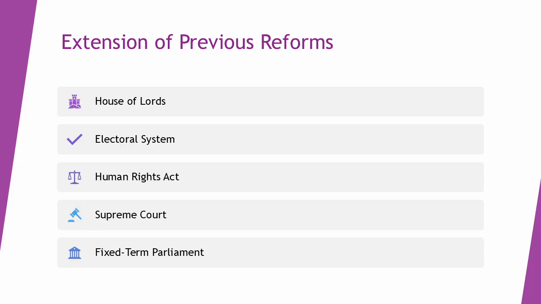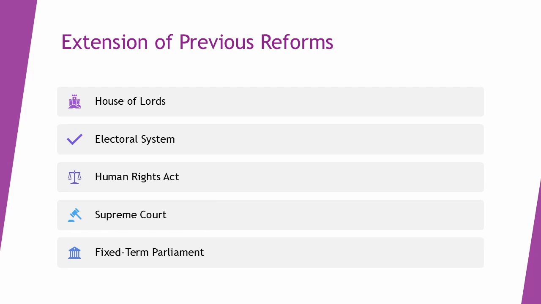The electoral system should be reformed further as first past the post produces disproportionate results and limits voter choice. However, it should not be reformed because it provides strong and stable government while maintaining the constituency link. The Human Rights Act 1998 should be extended as it protects fundamental freedoms and ensures government accountability. However, it should not be extended because it limits parliamentary sovereignty and allows courts too much influence over political decisions.